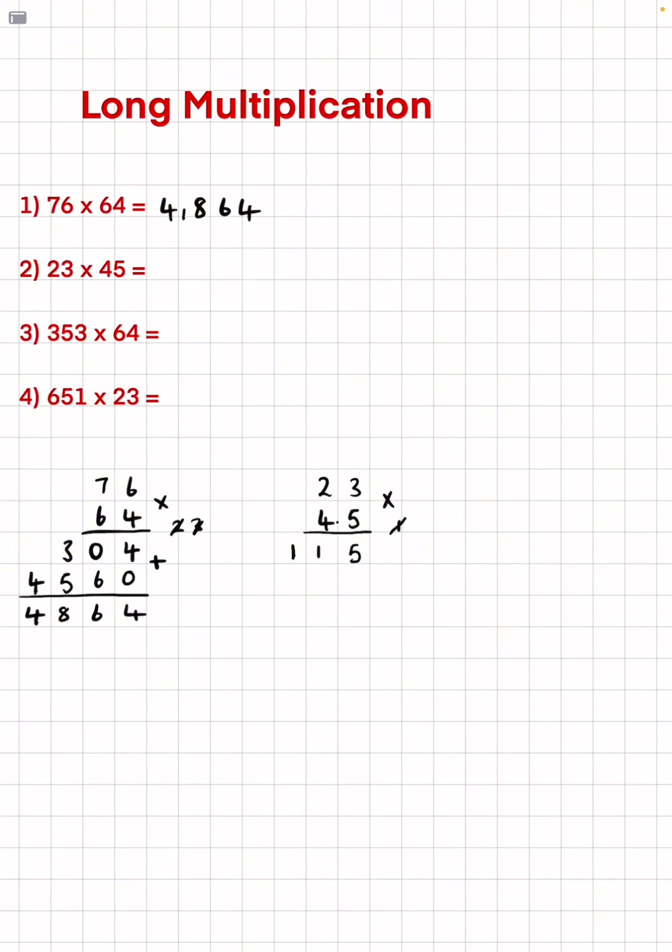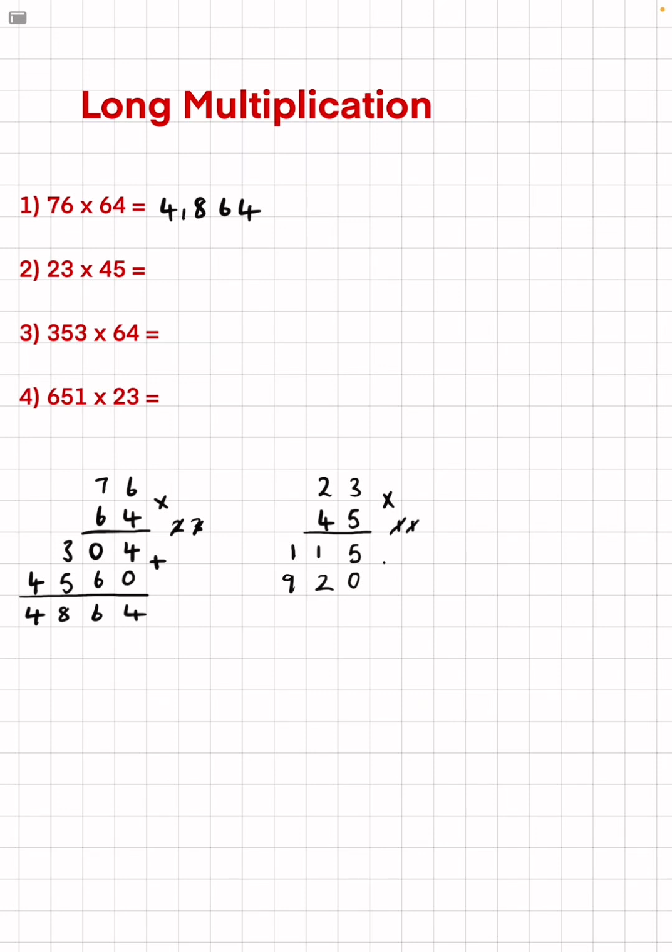Instead of doing 40 multiplied by 3, we're going to put the 0 here and do 4 times 3, which is 12. We put the 2 down, carry the 1. 4 times 2 is 8. Add 1, which is 9.